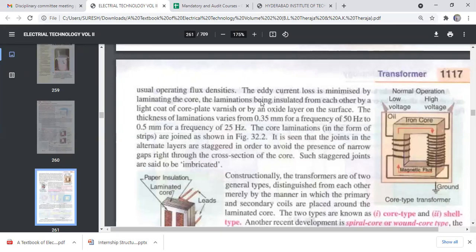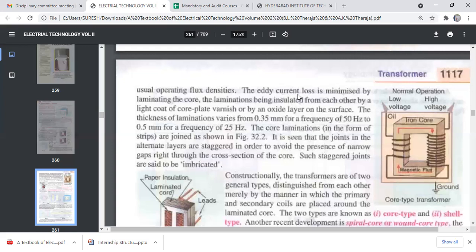To minimize the eddy current loss, transformer core is laminated. See here the spelling of eddy current. If you write this, they'll give 2 marks in exam. Why transformer core is laminated? To minimize the eddy current loss, transformer core is laminated.